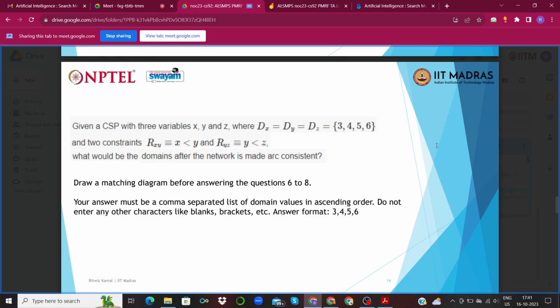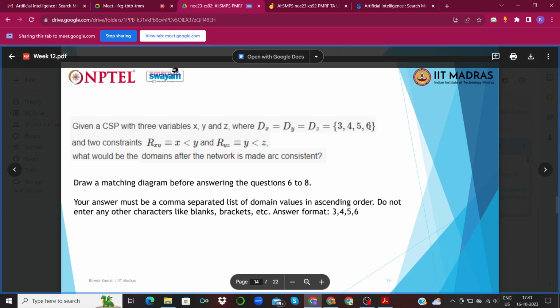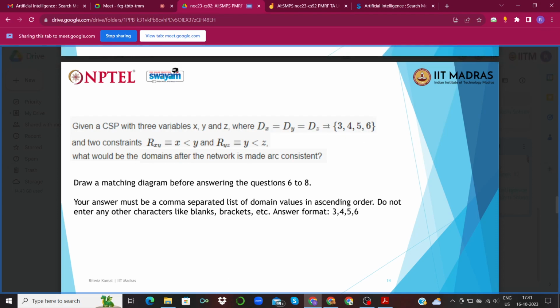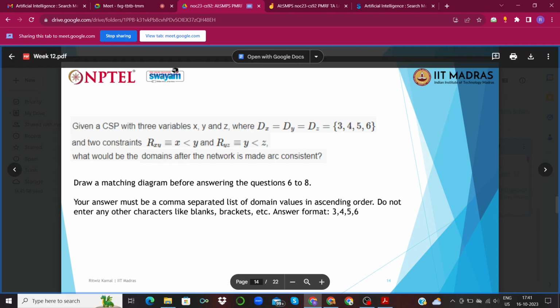So here basically what you are given is a constraint satisfaction problem. You have a CSP with three variables x, y, and z, and the domain of each of these x, y, and z is 3, 4, 5, 6. All three variables have the same domain, which is given over here. So this basically means that each of x, y, and z can take values from these four numbers only. The way these variables take values would be decided by some constraints. Here we have two constraints.